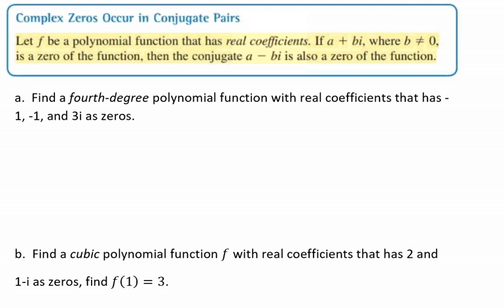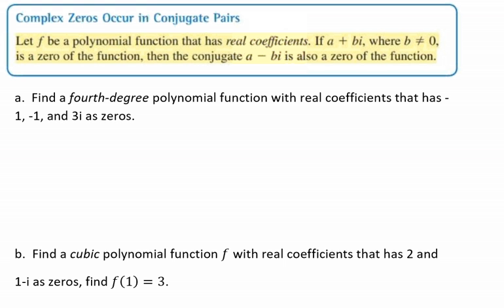In this video, we're going to be finding a polynomial with given zeros. But first, let's talk a little bit about the complex zeros that occur in conjugate pairs. So if we let f be a polynomial function that has real coefficients, then if a plus bi, where b doesn't equal 0, is a zero of the function, then the conjugate a minus bi is also a zero of the function. So let's do a little bit of an example, and that'll help.